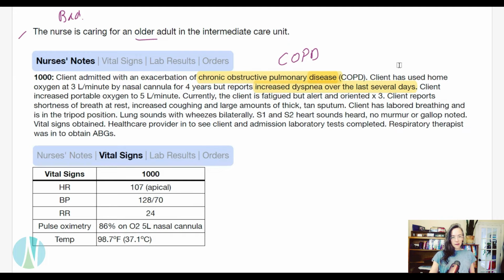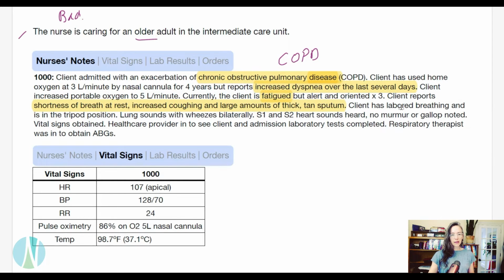The client increased their portable oxygen to 5 liters per minute, so that's kind of getting up there. Currently, the client is fatigued but alert and oriented x3. Client reports shortness of breath at rest, which actually is kind of common with COPD, but they're having increased coughing and large amounts of thick tan sputum. All right, well, that's not good. So what does that mean? How would you interpret that? Thick tan sputum? I don't know, maybe they're getting an infection too.